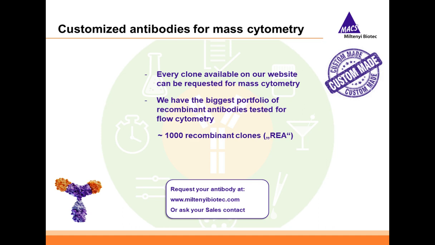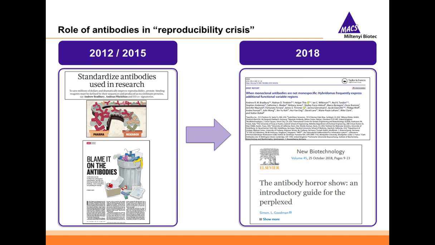And the recombinant clones all have REA in their clone name so that you can identify them easily. Now in the next part, I will explain in more detail why it makes sense to switch from polyclonal or monoclonal antibodies to recombinant antibodies.